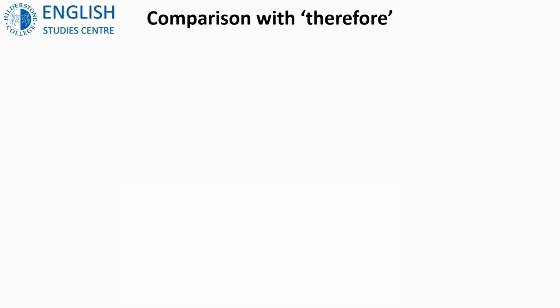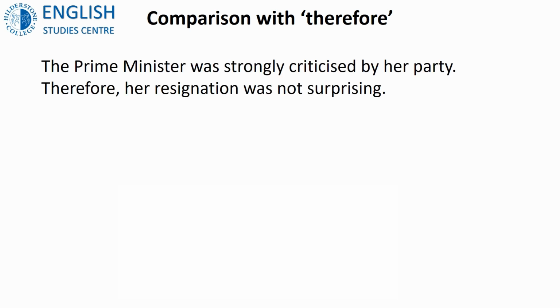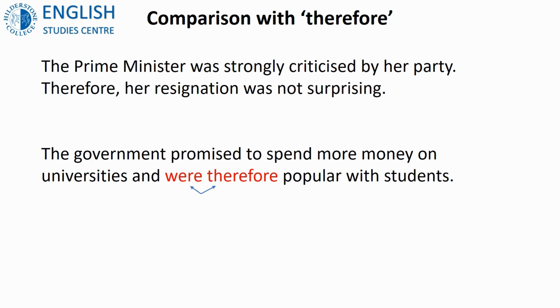Now, you're probably aware of the word therefore, which means for this reason. And you're absolutely right, you could use therefore in these sentences. The Prime Minister was strongly criticised by her party, therefore her resignation was not surprising. In the next sentence, though, although we can use therefore, there's an important change to the word order. The government promised to spend more money on universities and were therefore popular with students.